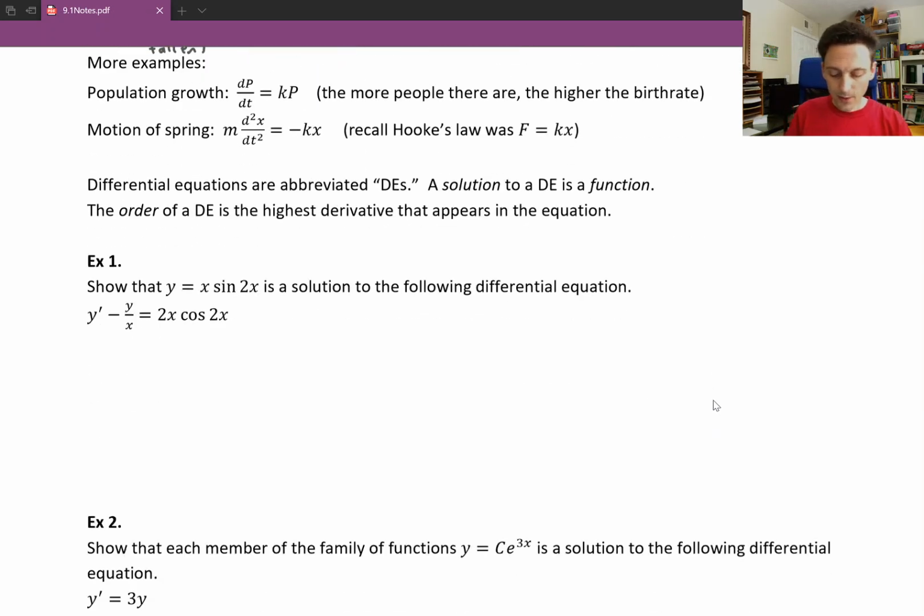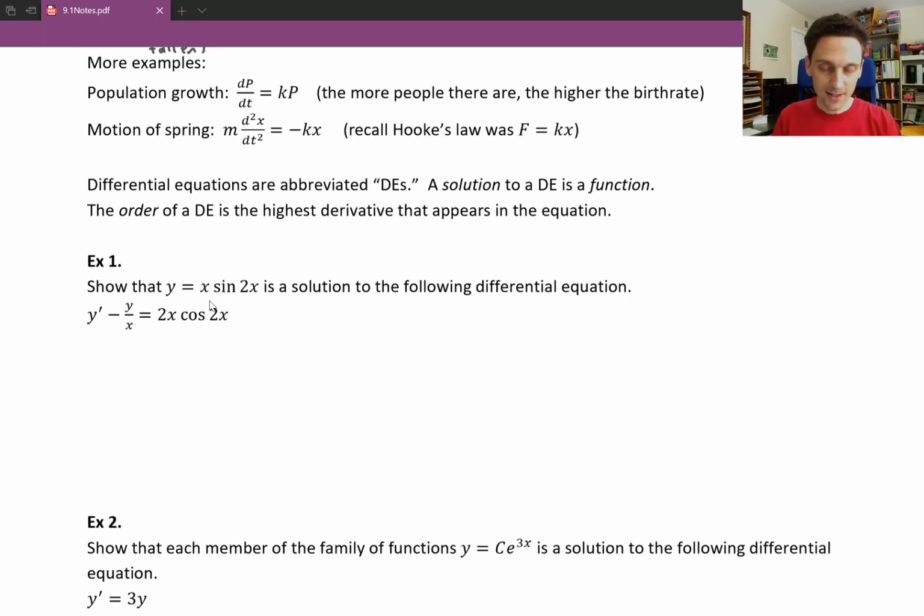Let's get a little bit of practice in example 1, showing that a function is a solution to a differential equation. So we have in example 1 this differential equation: y prime minus y over x equals 2x cosine 2x. So that's a differential equation that can have some kind of solution. And here we have a proposed solution: y equals x sine 2x.